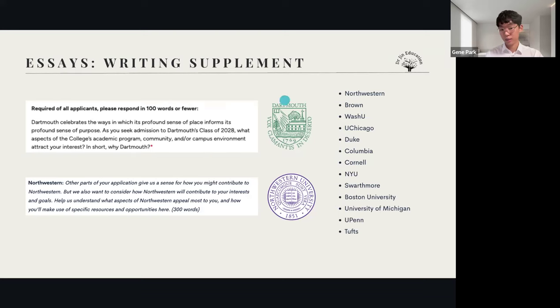Now Dartmouth asks like that. Northwestern makes it even more specific. Help us understand what aspects of Northwestern appeal most to you and how you'll make use of the specific resources and opportunities here. And this is a list of just a couple of the colleges that require students to write the Why Us essay. And you may recognize a lot of names here. You have Duke, Columbia, Cornell, the list goes on.